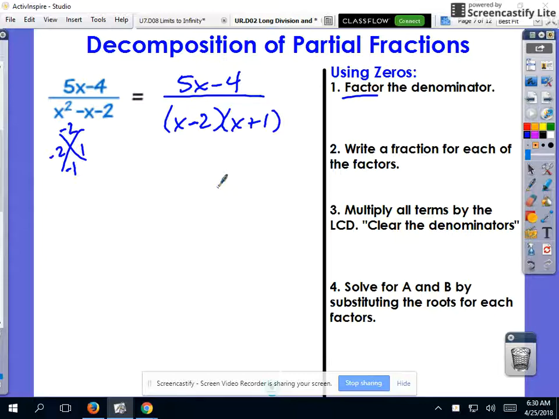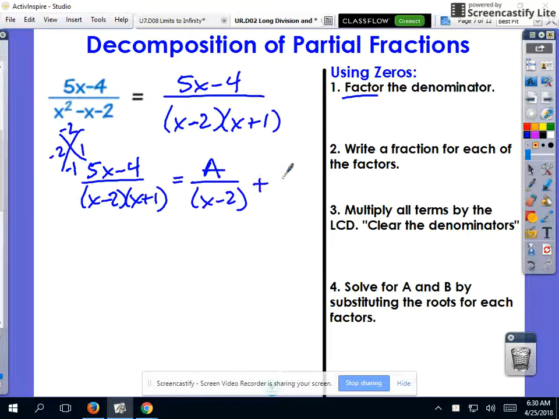So now we're going to write it as a fraction of each factor. So I have (5x minus 4) over (x minus 2)(x plus 1), and I'm going to say that equals A over (x minus 2) plus B over (x plus 1). So I'm saying, hey, there must be a number that I can put on top of the x minus 2 and another number that I should put on top of that x plus 1. And those numbers I have to solve for because right now I still don't know what they are. But that should be the form of what a decomposition requires.